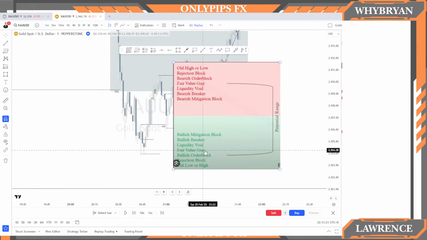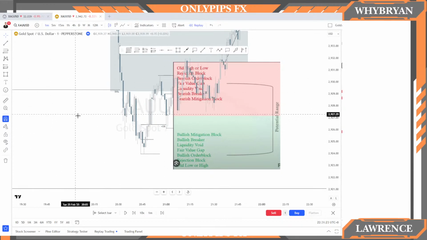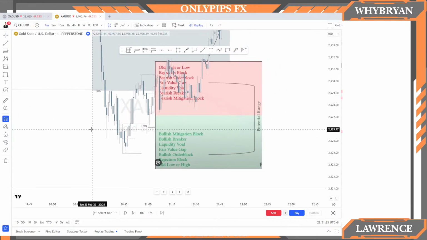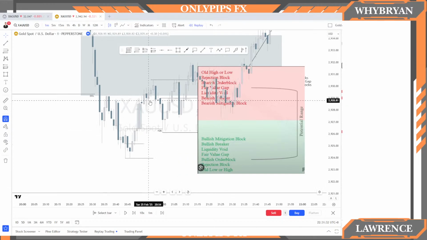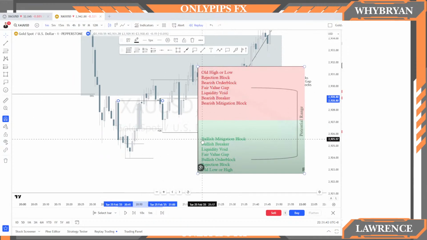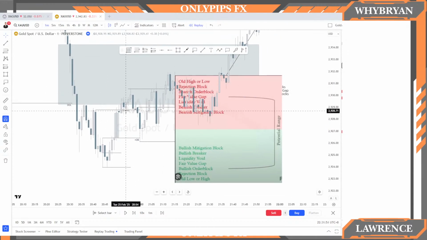Just ignore the liquidity void for now, as the example is not found and valid in this example. And we have this bullish breaker right here, which is the previous structural high. Yes, indeed, we did break it, and then the bullish mitigation block. So we have all this. On the bearish side, it will be the same.